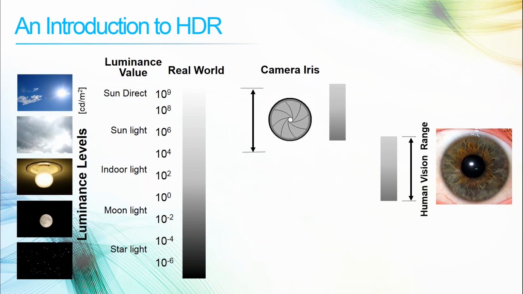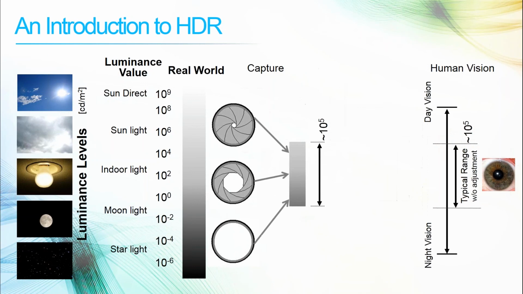You open it right up if you're in the dark. That's how a camera works. We're all familiar with that. So how does this then map together?